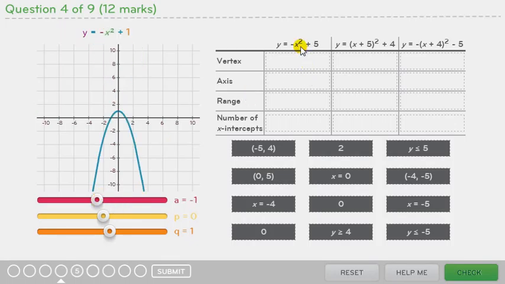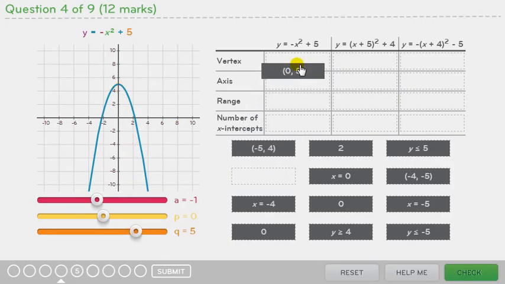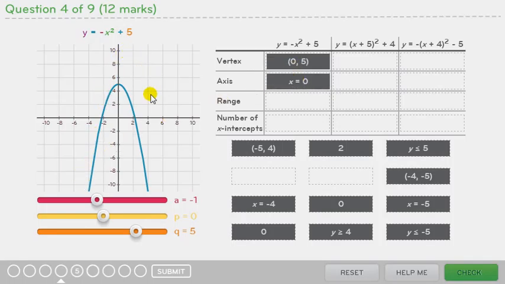We have no p value, so it's going to stay at 0. And our q value is positive 5. So for this question, we have a vertex at (0, 5). The axis of symmetry is always through the x value of the vertex, so it's at x equals 0. Because this opens down, our range needs to be that y is less than or equal to that highest possible value. So y is less than or equal to 5.